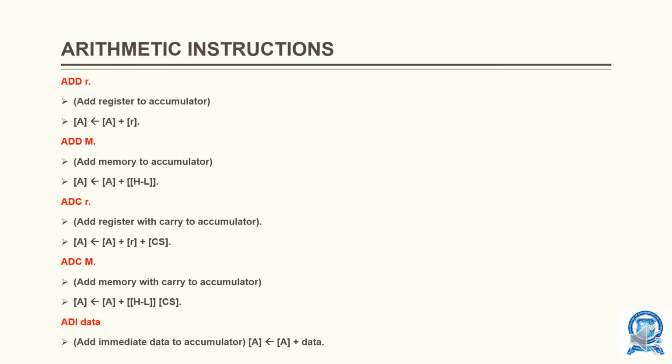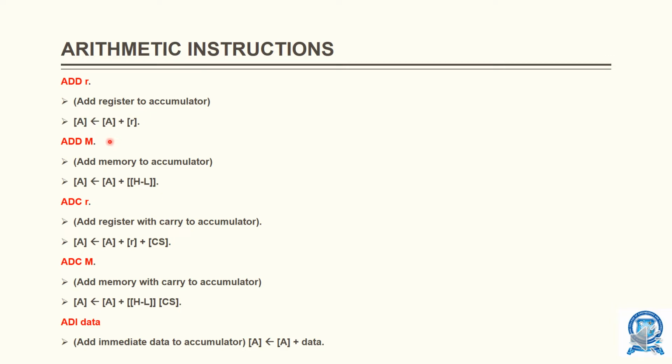So the first instruction is ADD R. The content of the particular register will be added with the accumulator and the result will be stored in the accumulator. So that is why it has been represented as A implies A plus R. The content of R register will be added with the content of accumulator and the result will be stored in the accumulator.